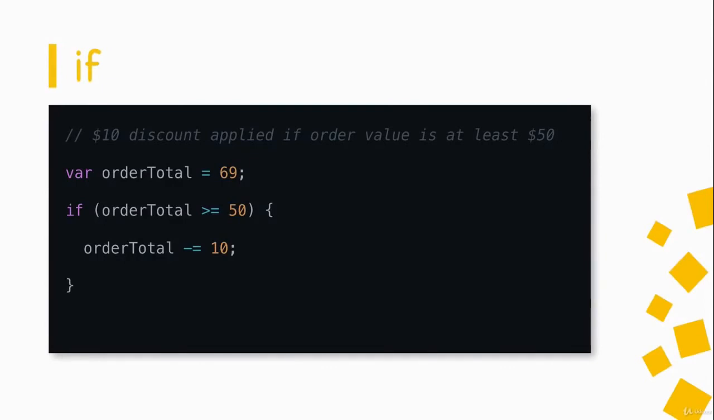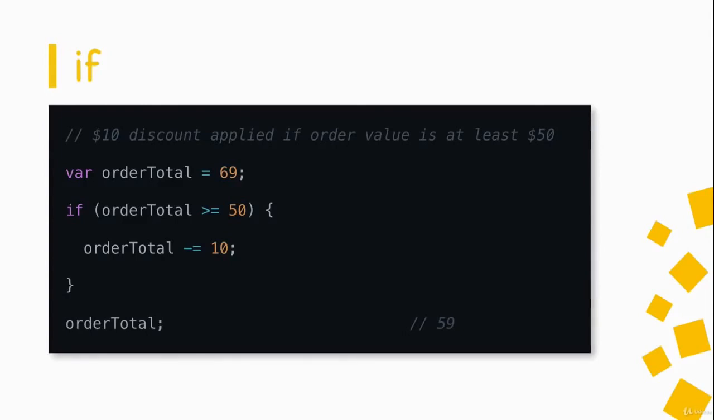Now, if you remember the previous video, you should be familiar with the subtraction assignment operator, which is the minus equals. We're basically telling order total minus equals 10 means order total equals order total minus 10. So JavaScript will take the value of order total, which is 69, it'll minus 10 from it, so it'll be 59, and this will be the new value reassigned to the order total variable. That's how the subtraction assignment operator works. And now, if we check the value of order total, we can see that it's indeed 59.